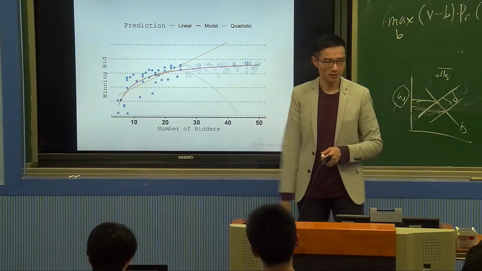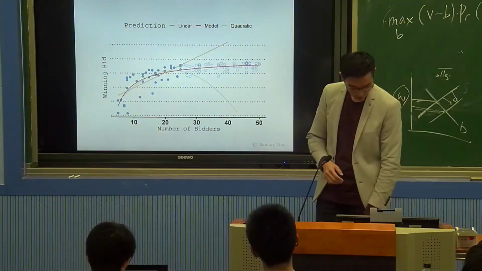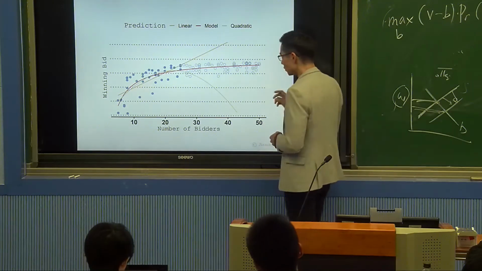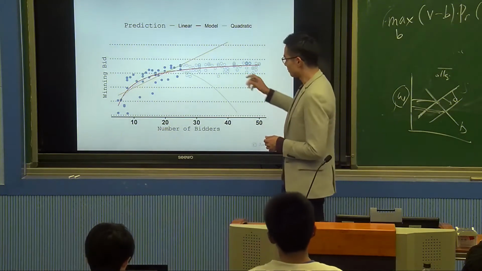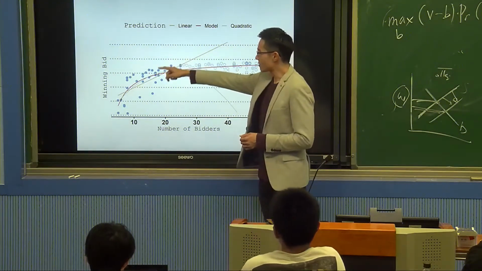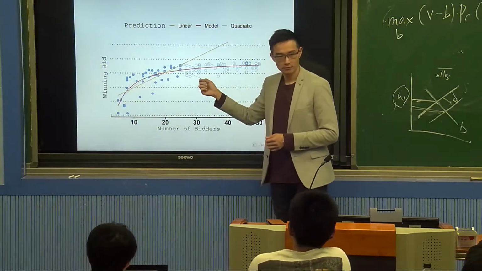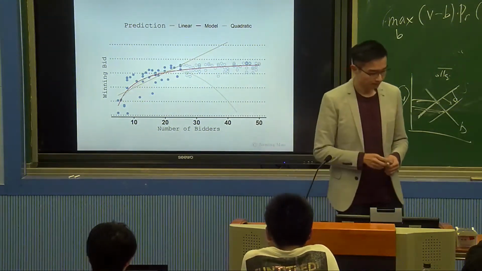So what is happening here? First of all, why does the statistical model behave very badly once we go out of range? Do you have an idea why?